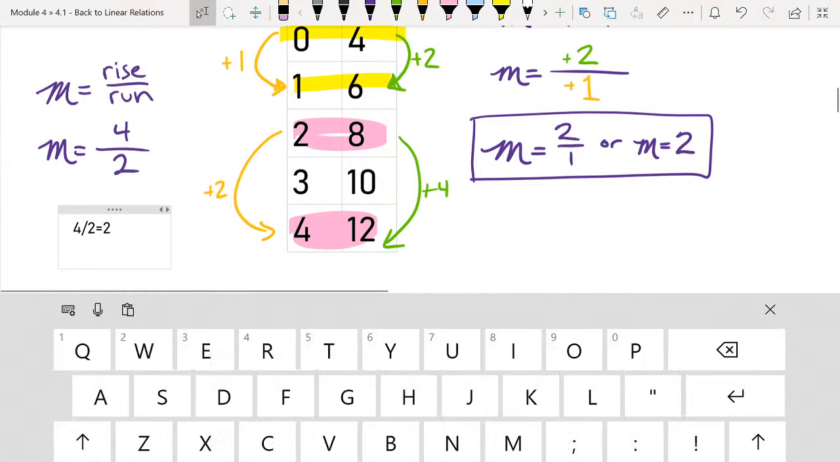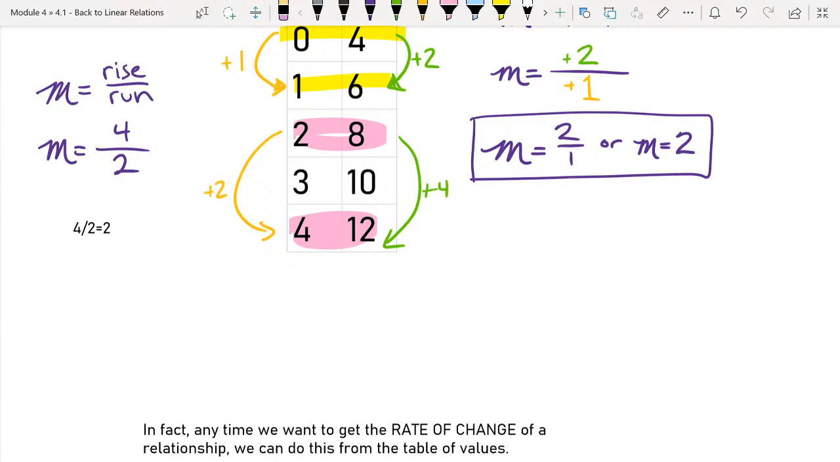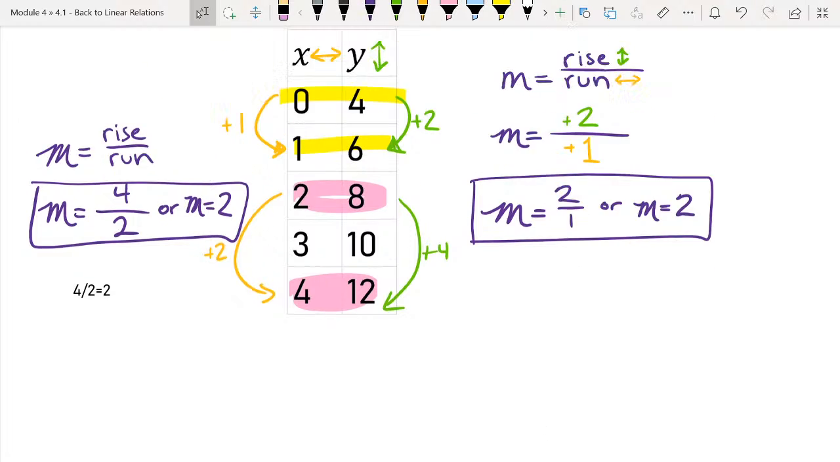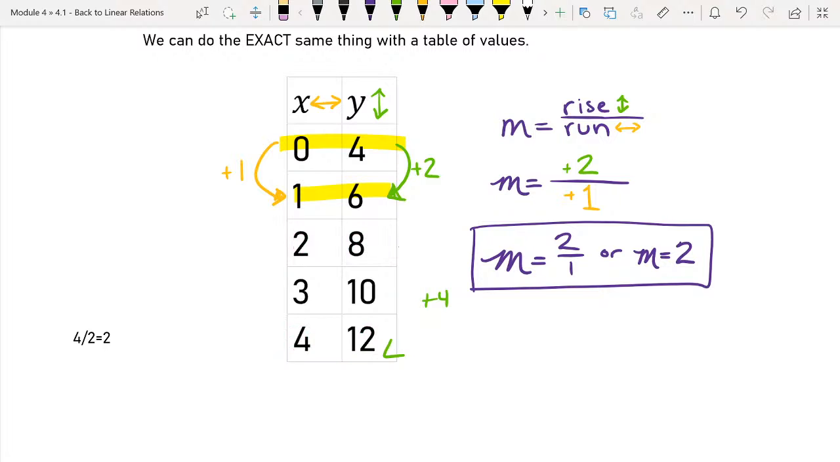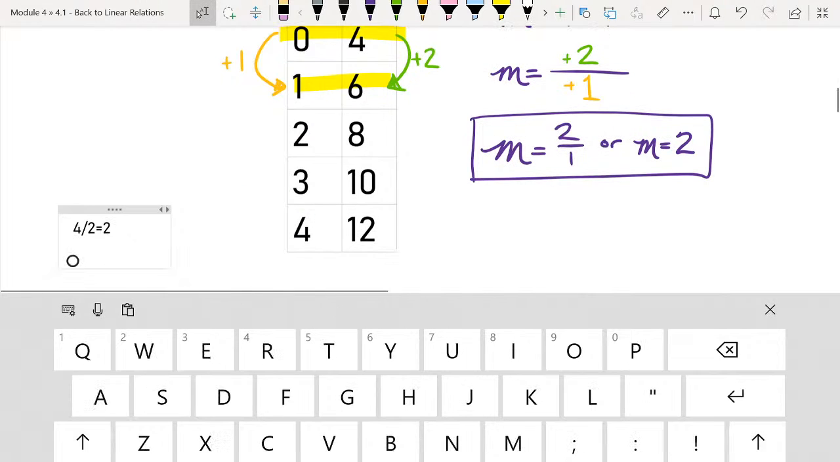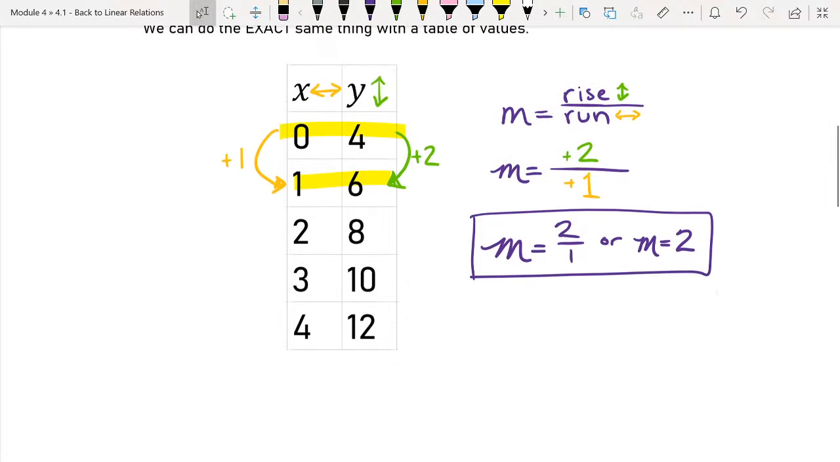divided by 2, we get 2. So we could say m equals 2. And of course, that's the same answer there. So it doesn't matter which points you pick. To make things less confusing, I'm going to just put one set of answers on here. But when you go to find the rate of change from a table, you can pick any pair of points you want. And if it's a linear relationship, you're going to get the same answer.